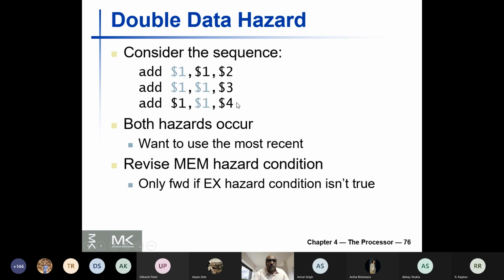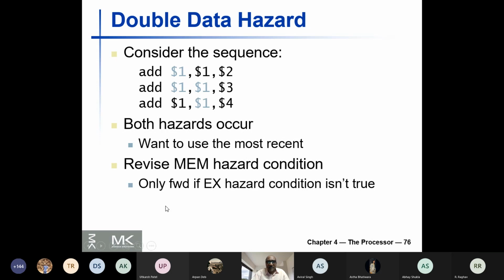So when you are executing the third one, it requires the most recent value. That means the value computed by the second add has to be forwarded over here. So if both hazards occur, then we need to use the most recent one. When designing the forwarding circuit, you need to include this constraint: if both conditions are satisfied, only the recent one, the value at the end of the execution stage, has to be considered.